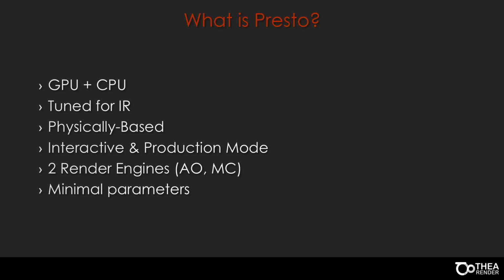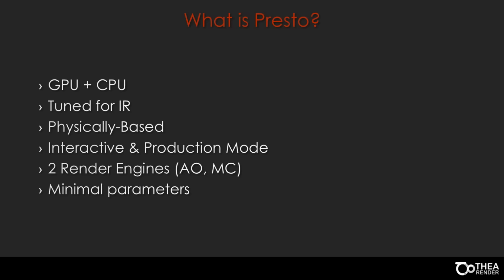The Thea Presto engine comes in two variants. There is the Presto AO engine. It has been designed for interactivity, while the Presto MC engine can be used to create truly photorealistic images. Now, what these engines both have in common is that they have a minimum set of parameters, and that means that they have fewer settings to mess with and a very quick setup.